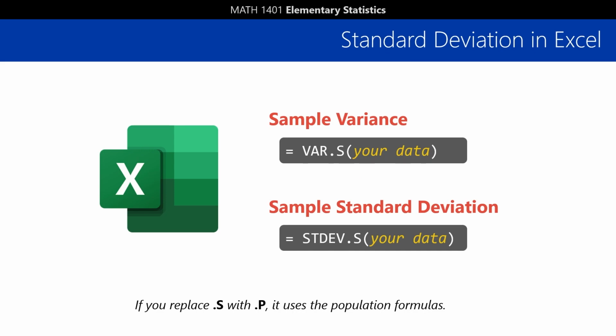As I'm sure you expect by now, Excel can also calculate the variance and standard deviation with the commands VAR and STDEV, respectively. Just make sure to put .S after each of them to use the sample formulas. You can put .P instead if you have an entire population, but for most things you'll be doing, you'll want to use .S instead. Let's look at one of the ways we can use the standard deviation.